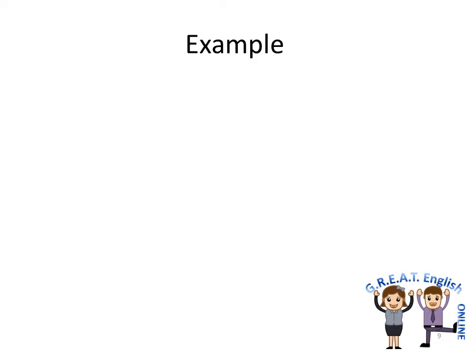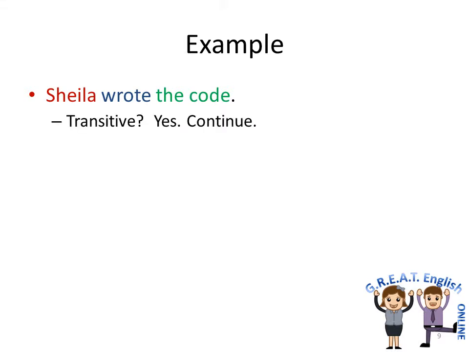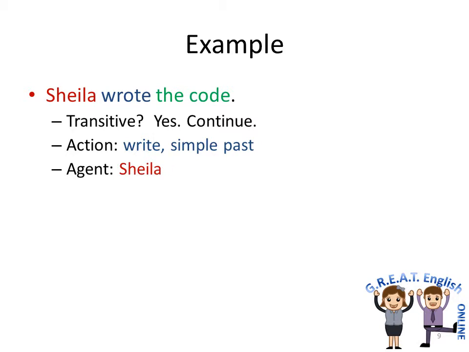Okay, let's look at an example. Here's a sentence, Shayla wrote the code. Is the sentence transitive? Yes. We have a subject, a verb, and an object, so it's transitive, and we will continue our transformation. What is the action? The action is write in the simple past. The agent of the writing is Shayla. She's the one doing the writing. And the patient is the code.